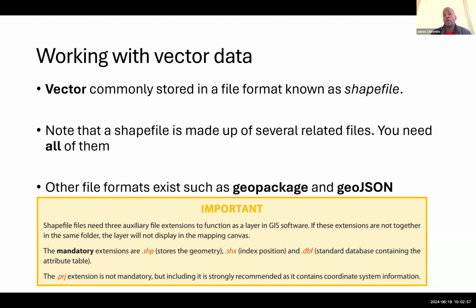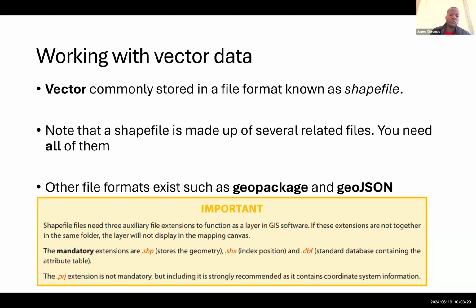So recently, there are newer formats for vector data like GeoPackage or GeoJSON, but shapefile is still common, and you are likely to come across shapefiles rather than a GeoPackage. But these other formats are gaining prominence as well. So just to emphasize the fact that a single shapefile is made up of multiple, related files.